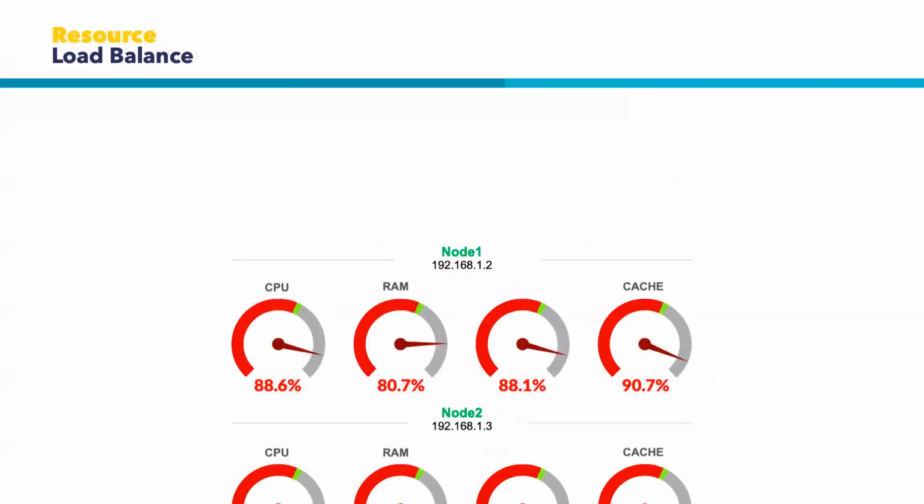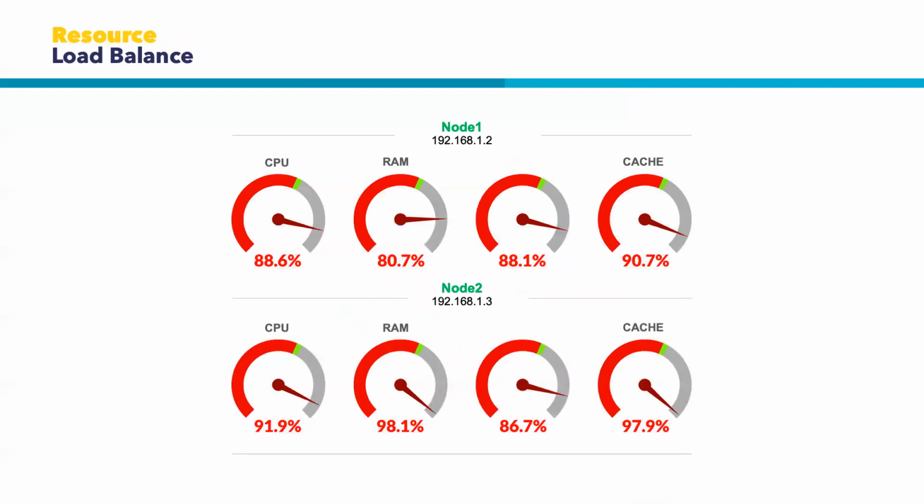Resource-based load balancing. The system also keeps track of system resources. So for example, I have node 1 and node 2, both in Hong Kong. But the problem is, if you look at node number 2, CPU and RAM usage is very high. So based on the resource metrics, any request coming from Hong Kong will be redirected automatically to node 1 to balance the resource consumption of the servers.